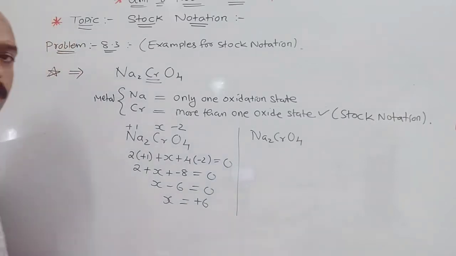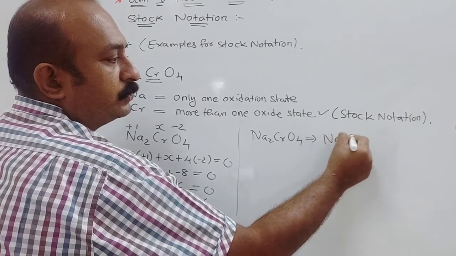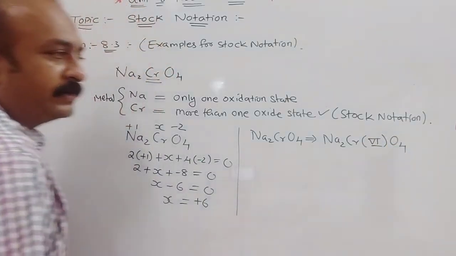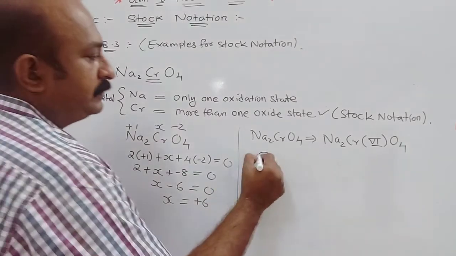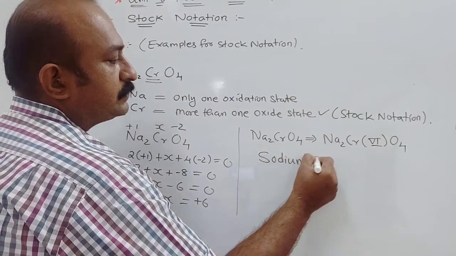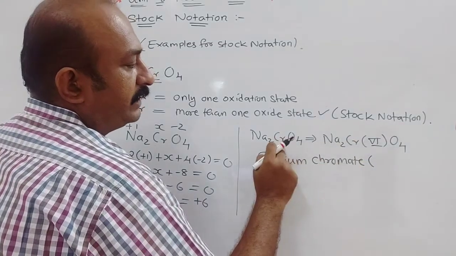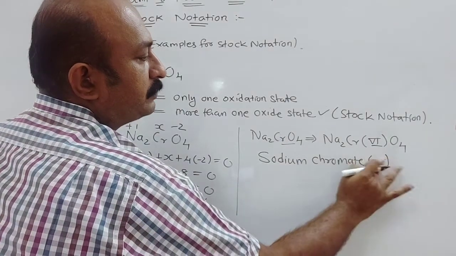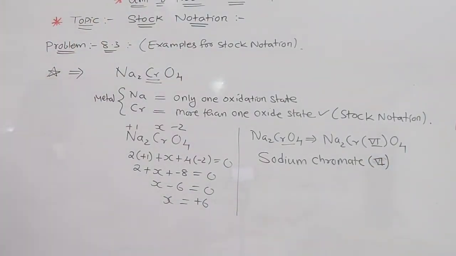If I want to write the stock notation for Na2CrO4, disodium chromate, we can write Na2, and after Cr I will write 6 in Roman numeral, because I told you already that we have to write like this. The name of this is sodium chromate. Disodium also, but it is understood as sodium chromate. For chromate, CrO4 means chromate ion. The chromium here I will write 6 in Roman numeral. So this is the name, and this is one example.